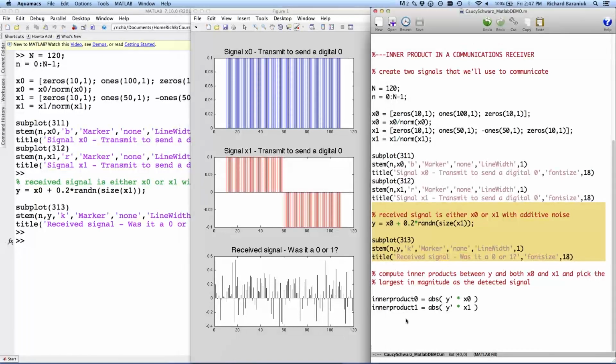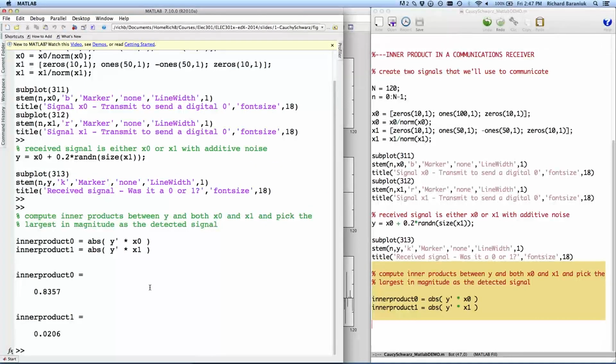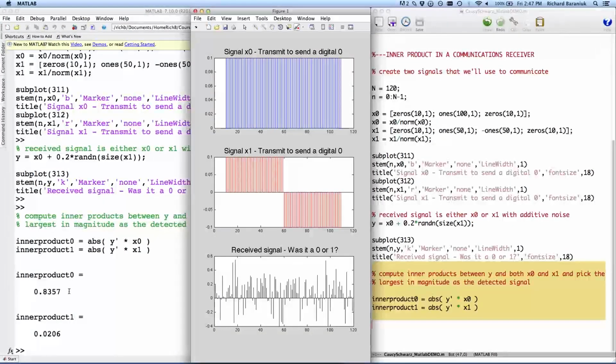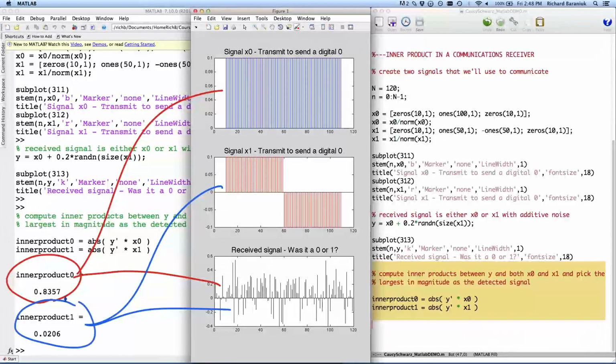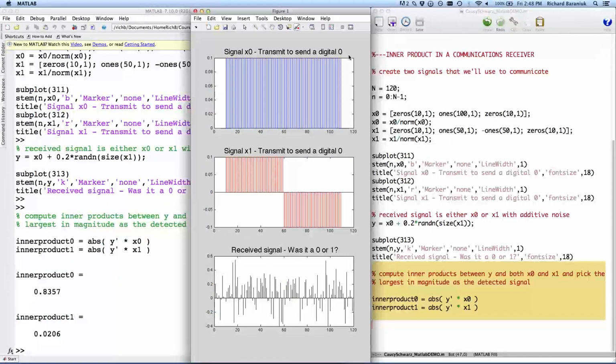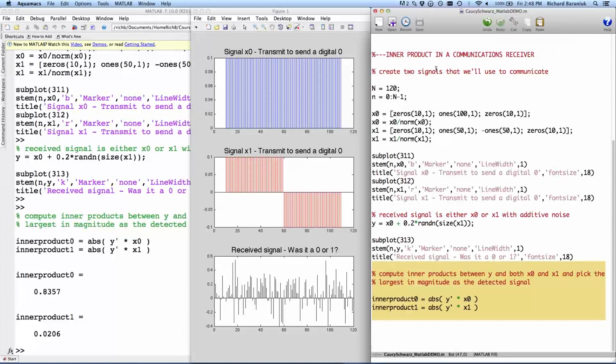We're just going to compute the inner product here between y and x0, y and x1. Okay, and you can see now, looking at the two inner products, that the inner product of y with x0 is quite large, whereas the inner product of y with x1 is quite a bit smaller, and therefore we would determine that in fact a 0-bit was sent.